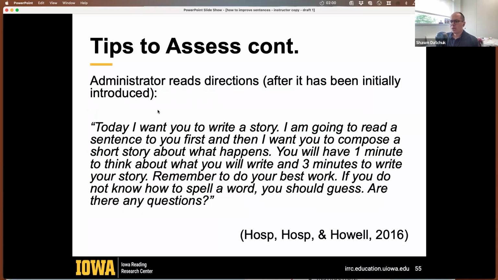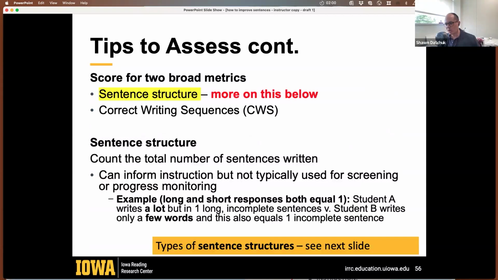Once you have that, you would read the directions. So today I want you to write a story. I'm going to read a sentence to you first, and then I want you to compose a short story about what happens. You'll have 1 minute to think about what you'll write, 3 minutes to write. Remember to do your best work. If you don't know how to spell a word, just guess. Are there any questions? So students have that. They would engage in writing, and then we could score it for sentence structure.